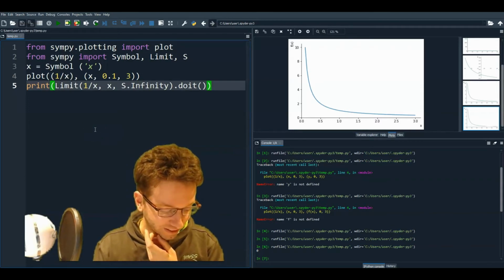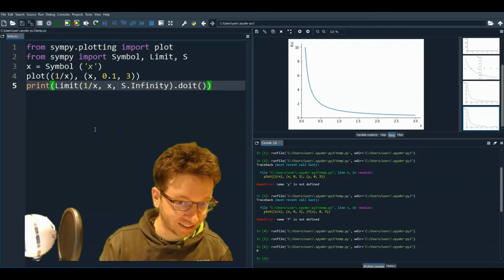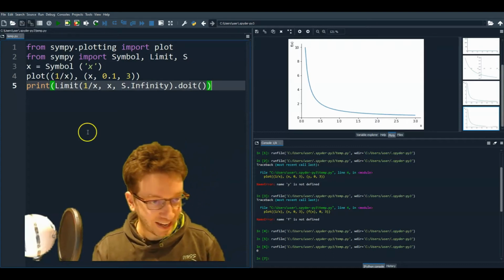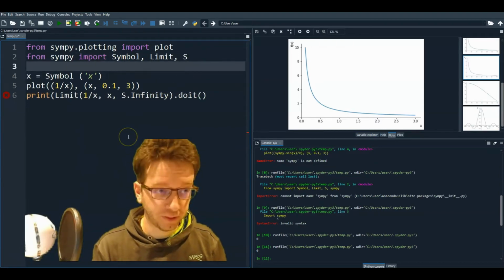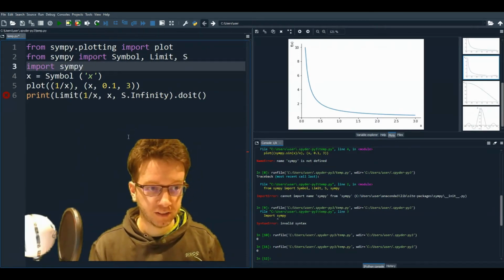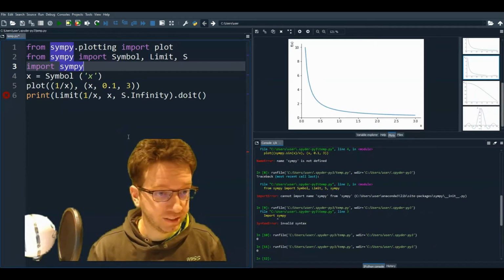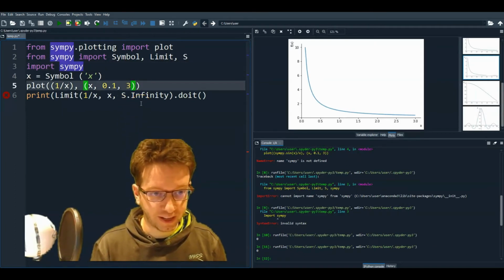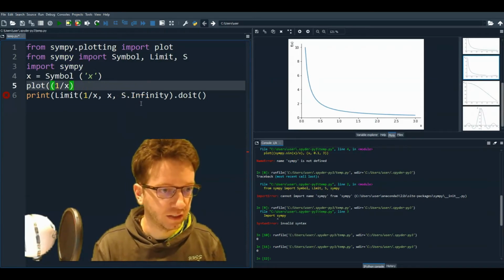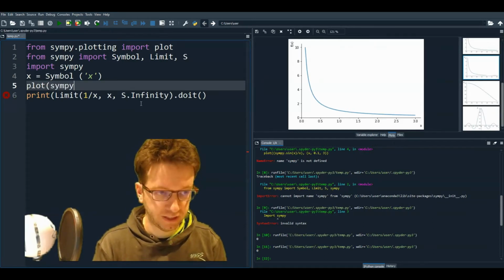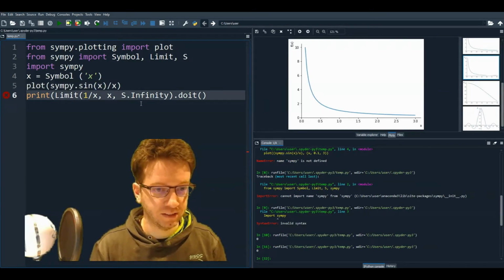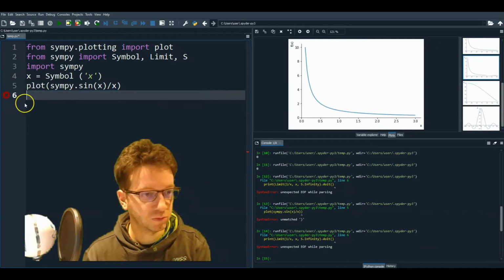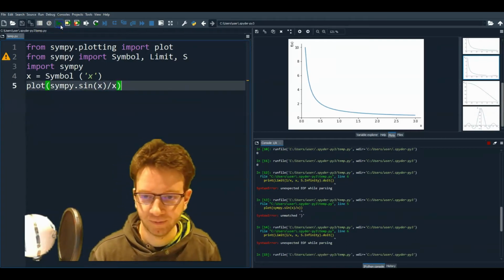What about the function sine x over x? So if we want to do sine x over x, what we're going to have to do is the following. I'll have to import a couple things. I'm going to have to import sympy to be able to tell it what the sine function is. I'm going to get rid of the range, or the domain, I should say, and I'm just going to have it plot then sympy.sin of x divided by x. And I'm going to get rid of this line for now, and we're just going to plot this function.